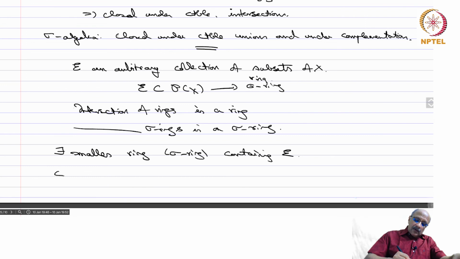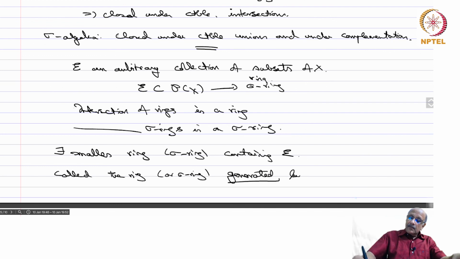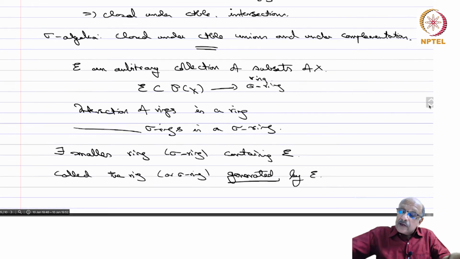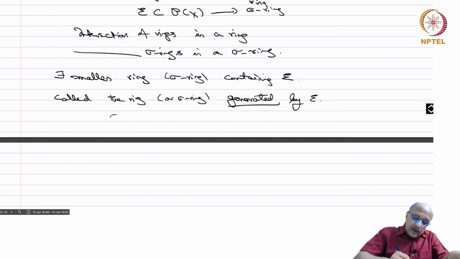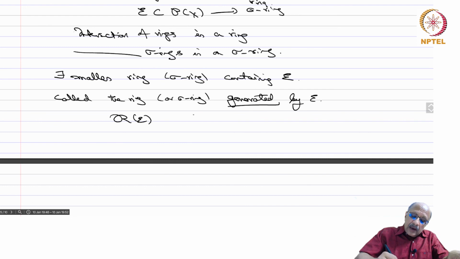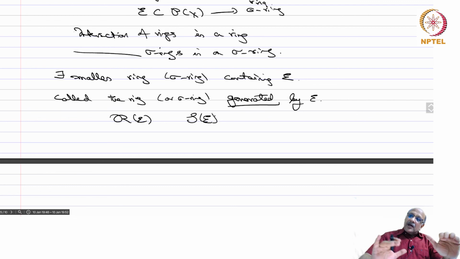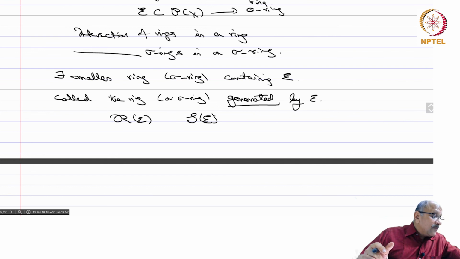So this is called the ring or sigma ring generated by E. The notation for this is, if it is a ring you have R of E, and if it is a sigma ring we will call it S of E. So given any arbitrary collection of sets, we will choose the smallest ring which contains it, or the smallest sigma ring which contains it, and that will be called R of E or S of E.